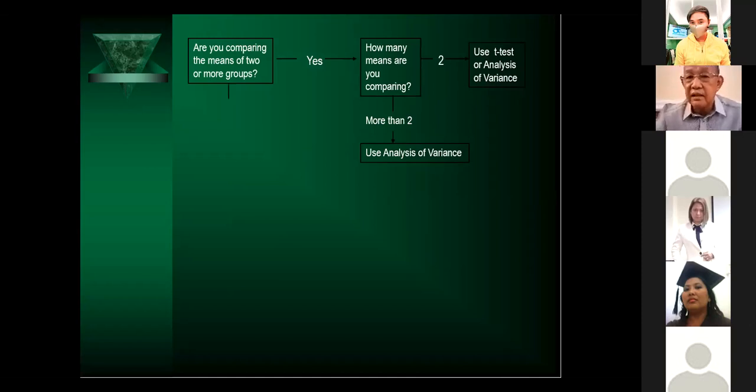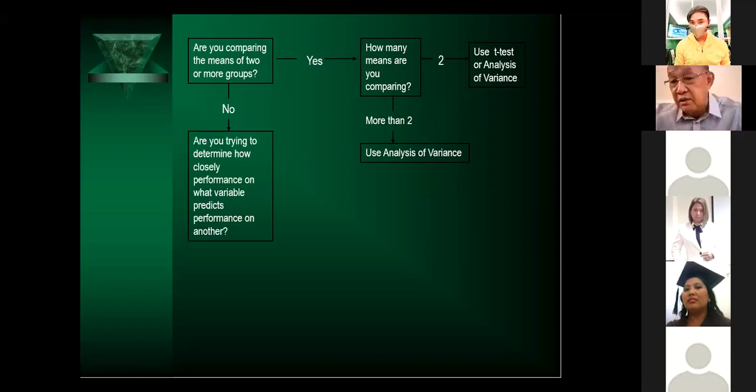Or, if your answer is no to the question, are you comparing the means of 2 or more groups? That is not the problem of your study. That is not the concern of your research. So your answer is no. Now Vokel is asking you another question. Are you trying to determine how closely performance on one variable predicts performance on another variable?